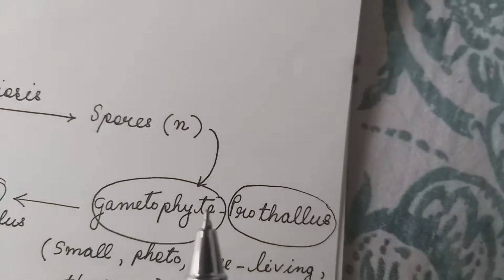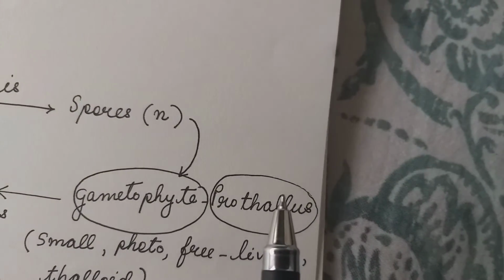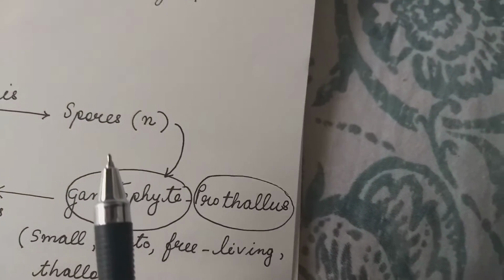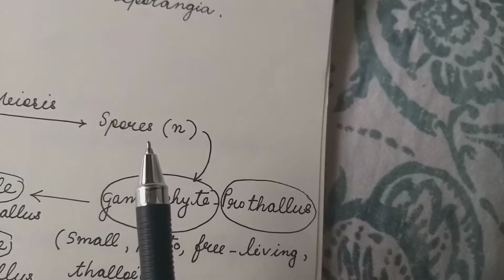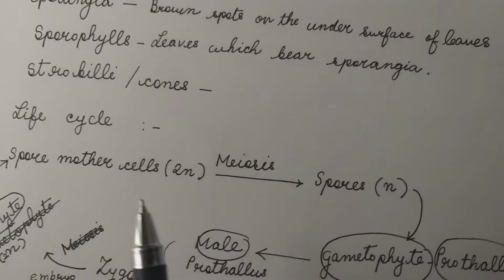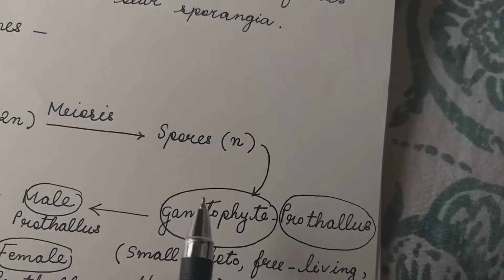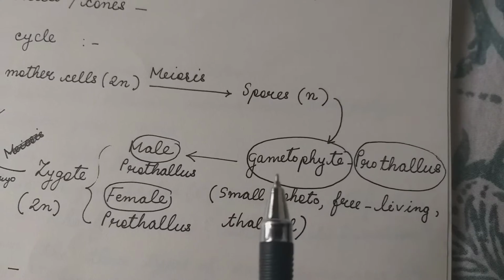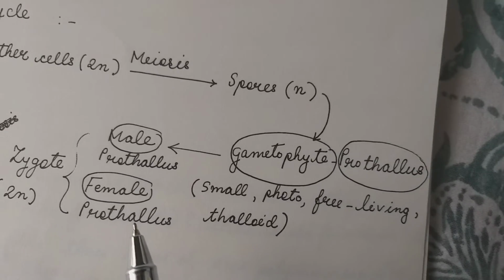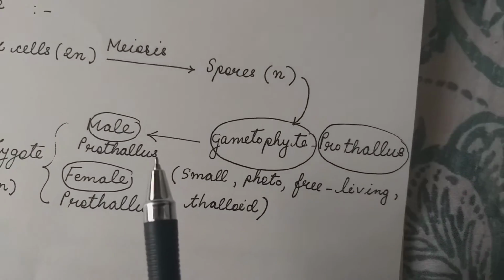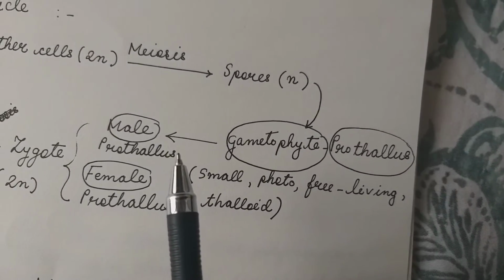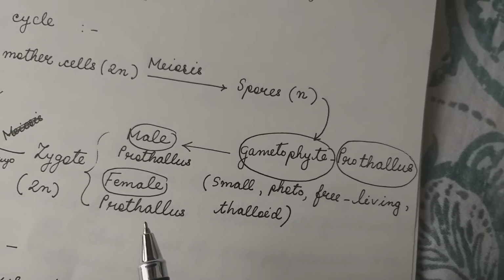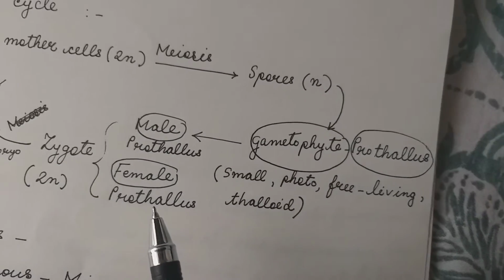The microspores develop into male prothallus. Megaspores develop into female prothallus. Two kinds of spores are formed by meiosis from the spore mother cells: microspores and megaspores. In the male prothallus, the male sex organs are born, antheridia. In the female prothallus, the female sex organs develop, which are called archegonia.